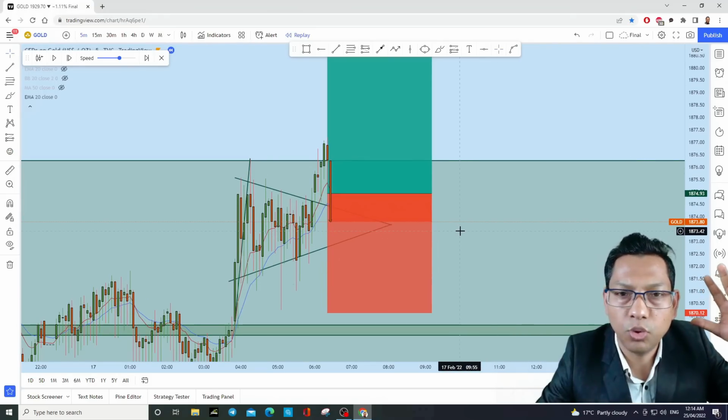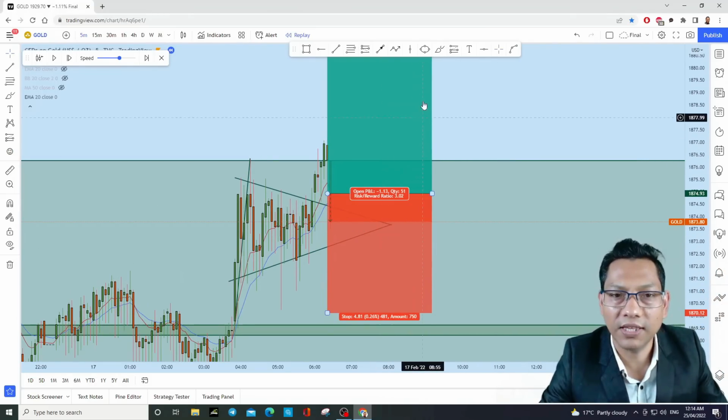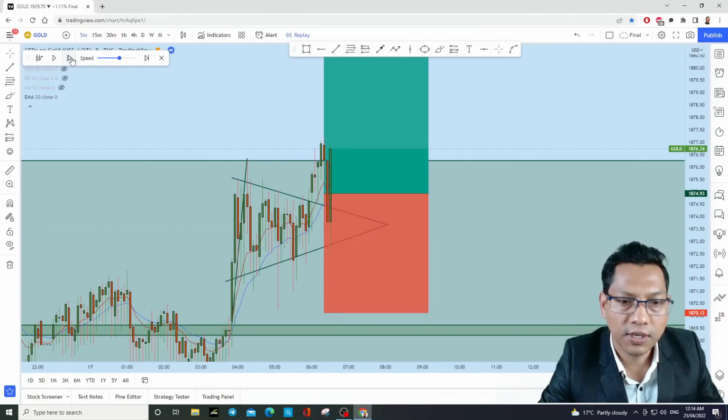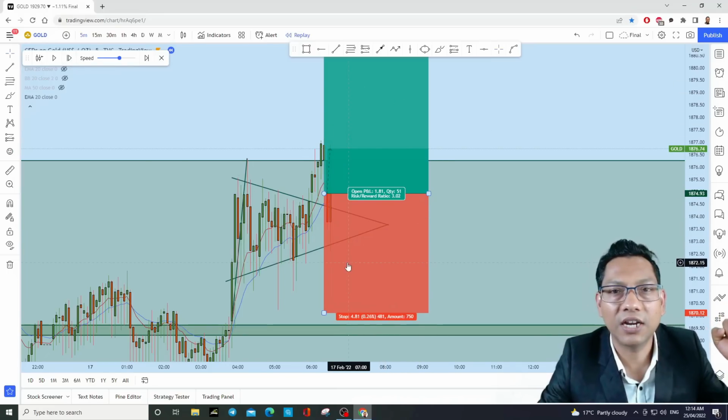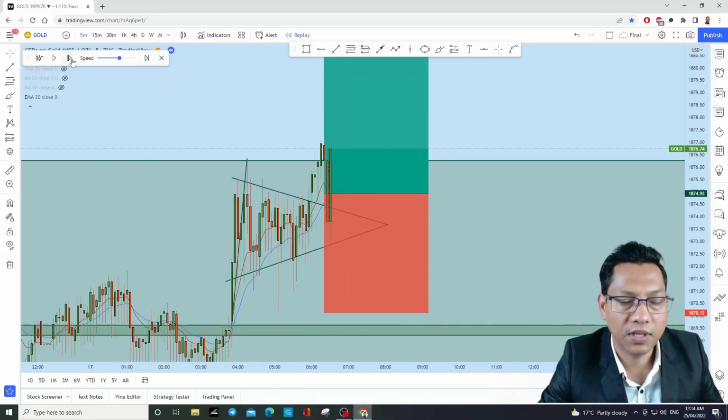As I told you, that's why we need to have a high risk to reward ratio. Let's see if we win or lose. Okay, we saw that the next one started to create a bullish pattern again, created a bullish engulfer.